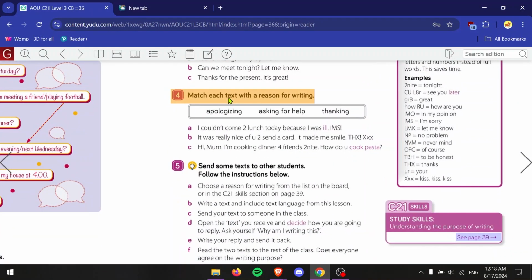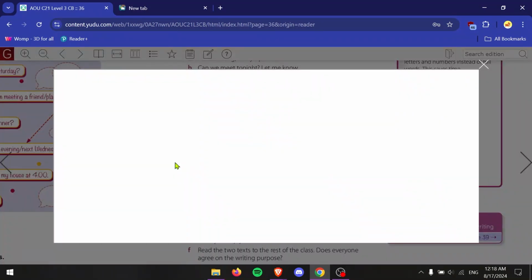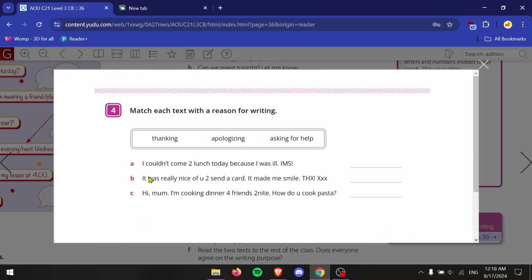For exercise 4, match each text with a reason for writing. Okay, so it looks like we have some texts here, and here we have some reasoning in the table, and we're basically going to match each reasoning with the correct text. So, I couldn't come to lunch today because I was ill. I'm sorry. This is clearly someone apologizing.